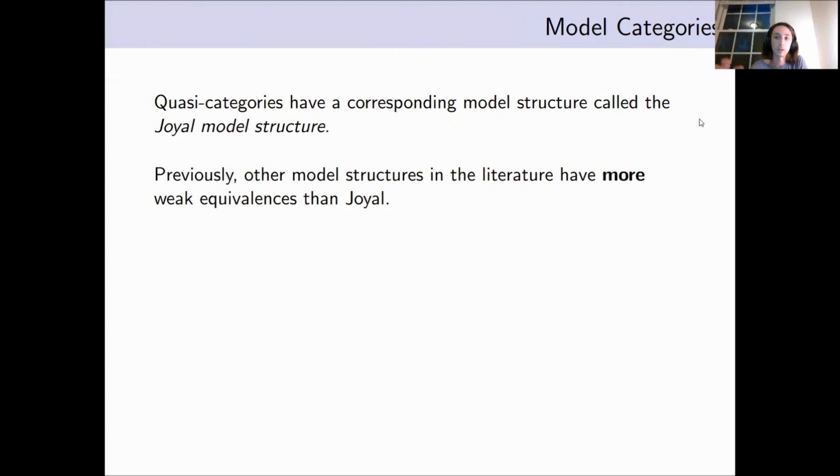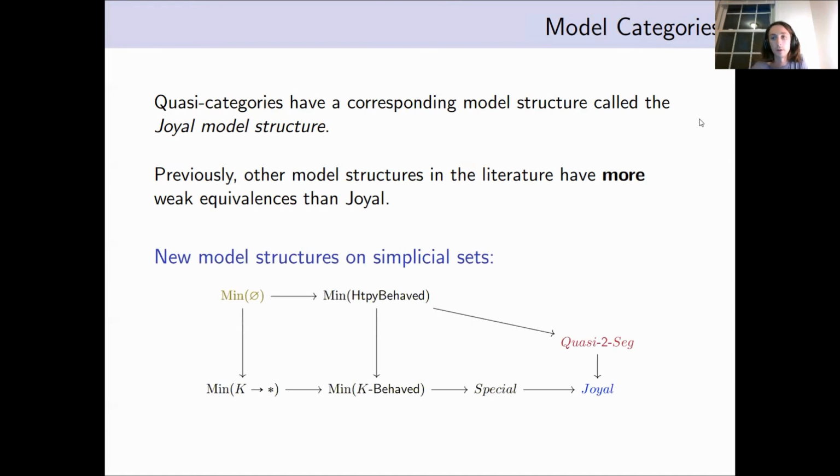But to get a quasi-2-Segal set model structure, we would need to go the other direction. We would need to have fewer weak equivalences. And this is a lot more open-ended. So my strategy was to use Cisinski's powerful machinery to explore what's possible for different model structures with fewer weak equivalences than the Joyal model structure.